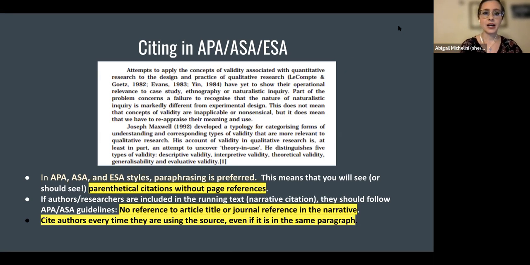Okay. There also is no reference to the article title or journal in the narrative citation. So you're never going to see something like, in their article, "Asynchronous Tutoring via VoiceThread" in quotes, by so-and-so and so-and-so in the Journal of Multimodal Rhetorics or something. You don't need all that. That's all for the references page at the end. So all you need typically is the author's last name and the year in these citation styles. Okay.